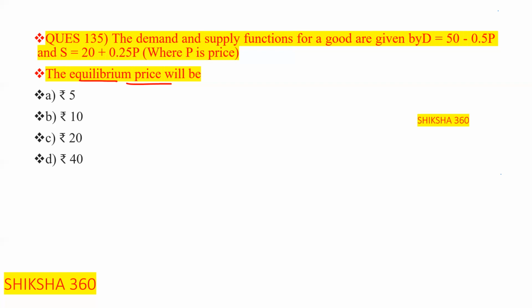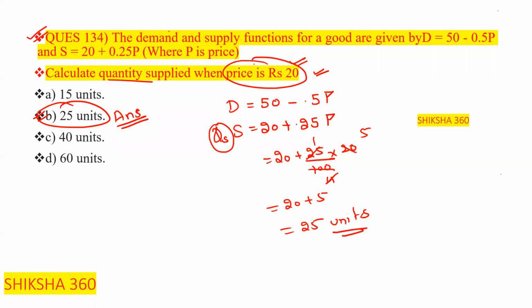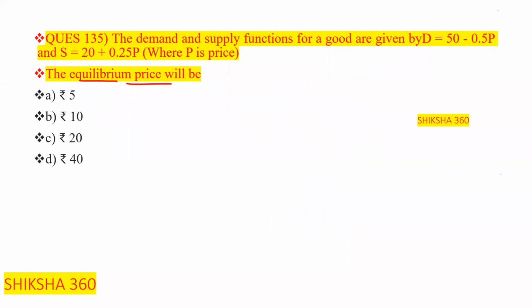Sir, how did we get the value of p? The value of p is given, that is, the price is 20. They have given in the question: calculate the quantity supplied when the price is rupees 20. On the basis of that, we have to solve the question. Now move to the next question, question number 135. The demand and supply functions for a good are given by the same.